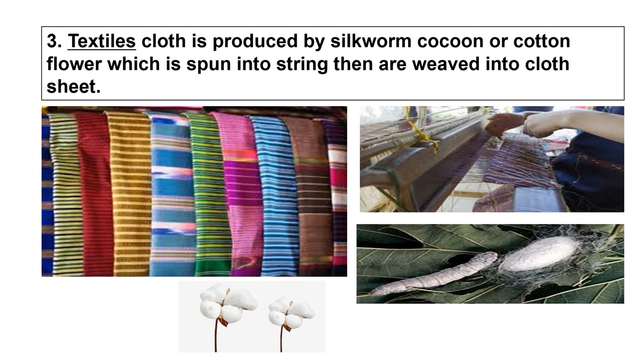Number three, textile. Textile cloth is produced from silkworm cocoons or cotton flowers, which are spun into string, then woven into cloth sheets.